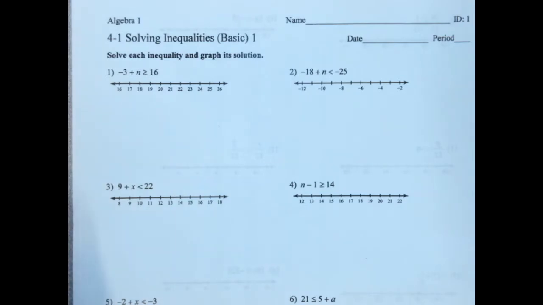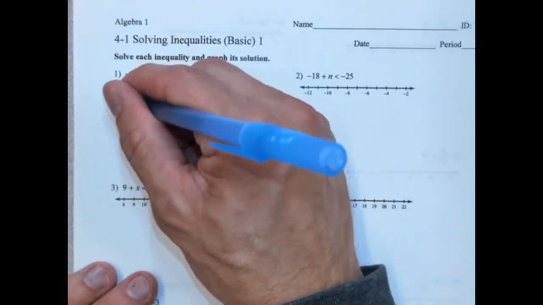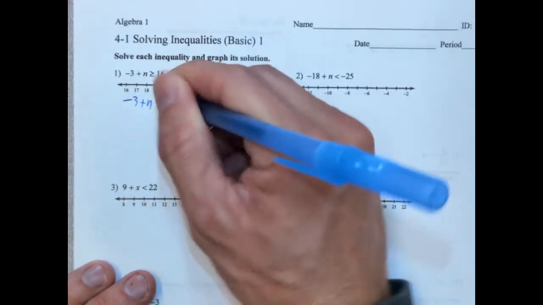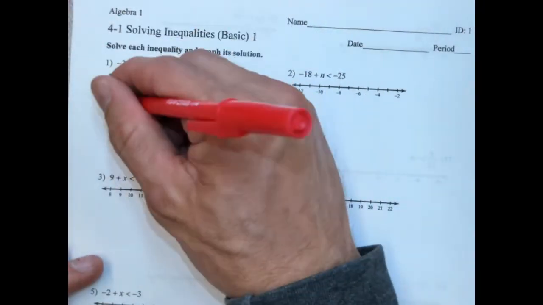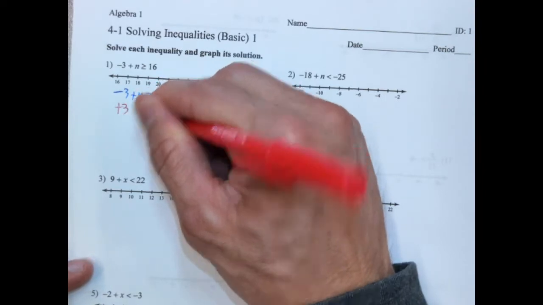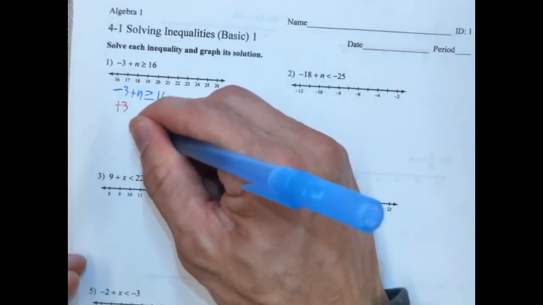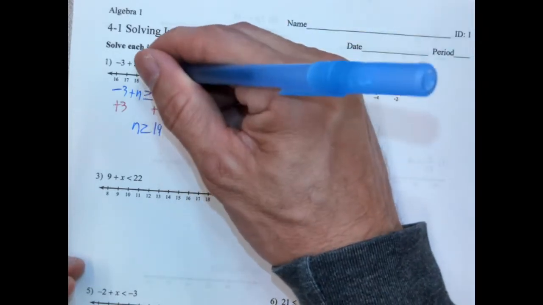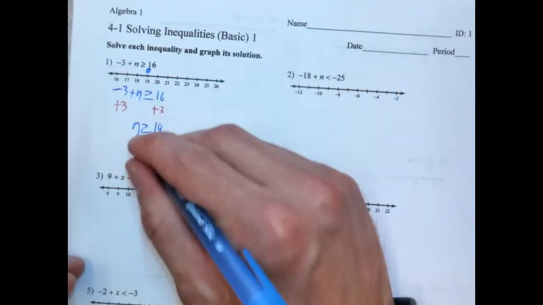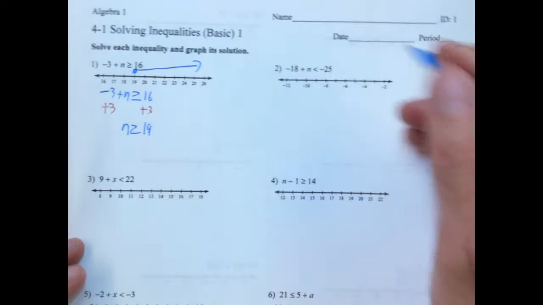Alright, so I'm going to go ahead and rewrite this below. Negative 3 plus n is greater than or equal to 16. So we're going to add 3 to both sides. We're going to get n is greater than or equal to 19. So 19 is right here. It's going to be a filled in circle because it's inclusive. And n is greater than, so we're going to go to the right.